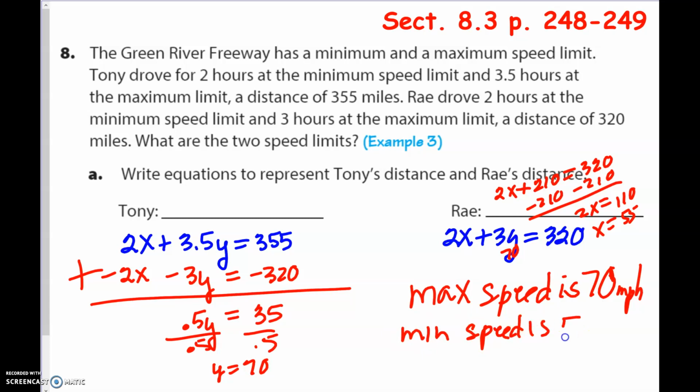So the minimum speed is 55 miles per hour. All right, hope this helps with any questions you had.